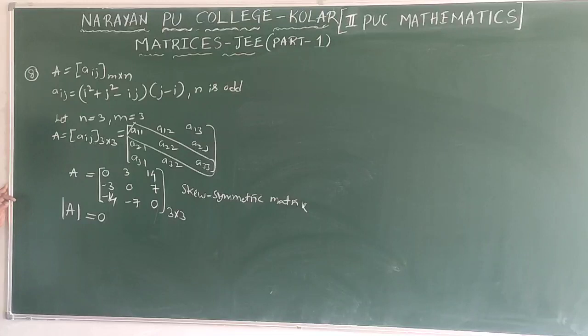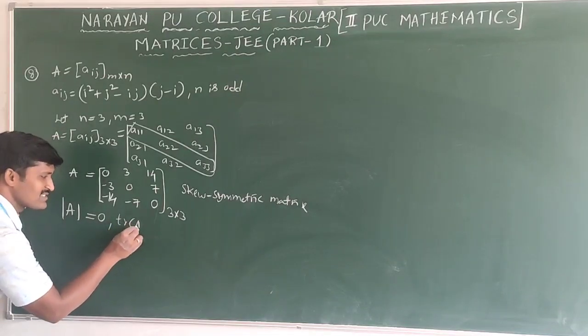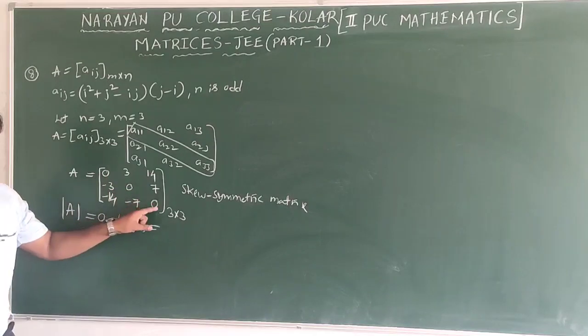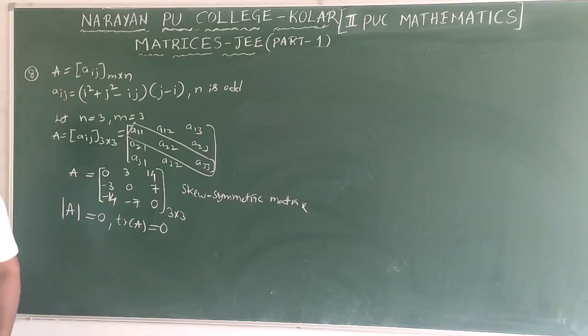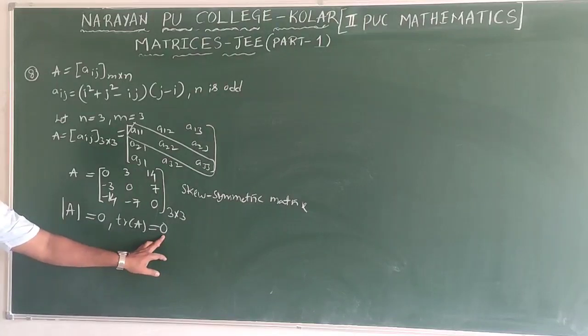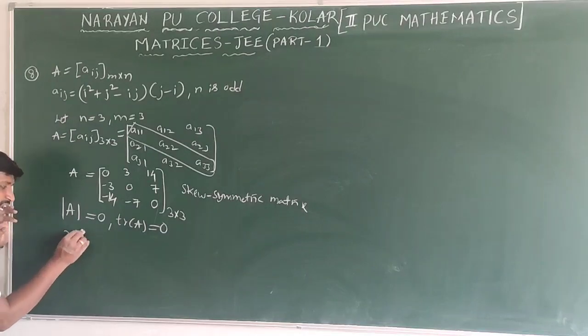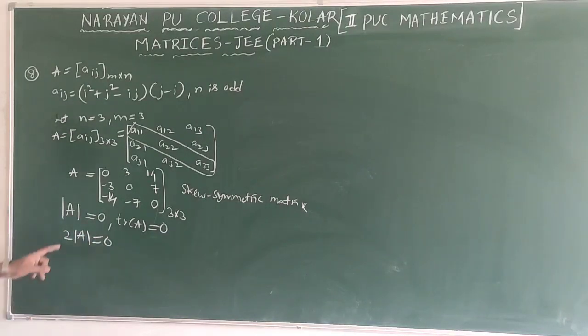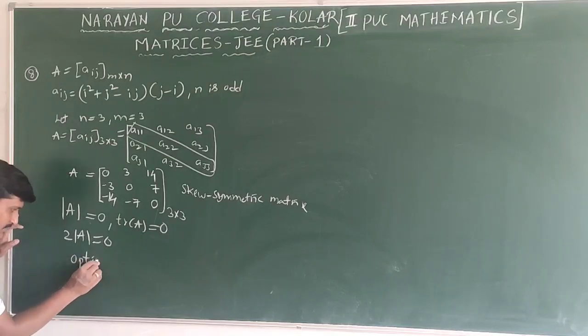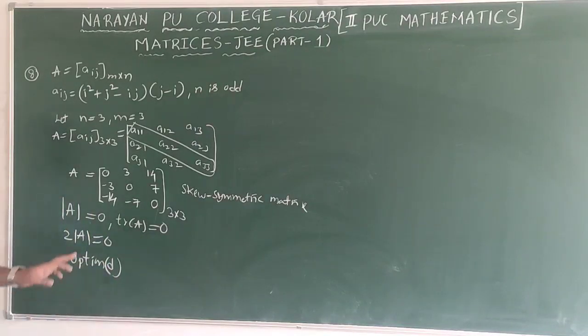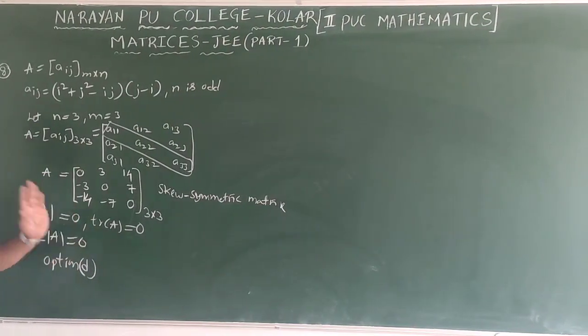So det A is 0. Now find the trace of A for this matrix. Trace of A means the sum of diagonal elements. What will you get? 0. See option A first. They are asking which of the following is not the value of trace of A. Trace of A is 0, so the first option is correct, but they are asking for the not correct value. Second one, det A: when det A is 0, 2 into det A is also 0 only. That's why all 3 are correct. Which is not correct? None of these, because all 3 are satisfied. That's why the answer is option D, because all 3 are values of trace of A.